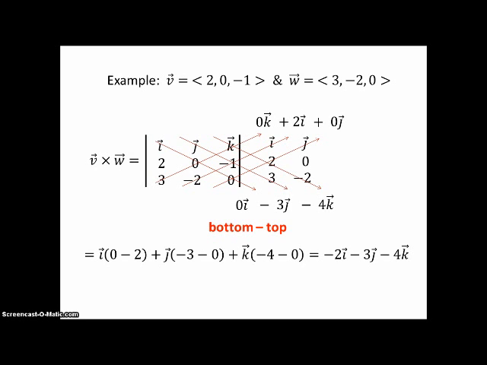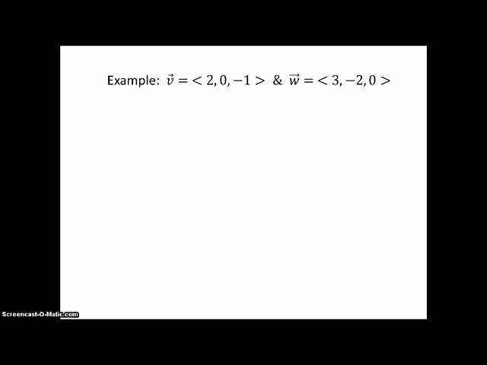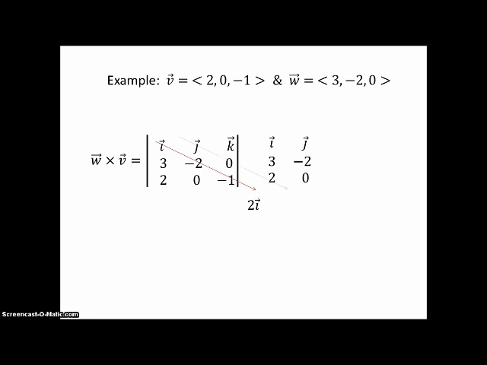Now, there are some interesting things to talk about. Here's the same example, but this time we're going to do w cross v. Before, on the previous slide, we did v cross w. So this time, w takes the middle row and v takes the bottom row. Again, we copy the first two columns. We do our diagonal multiplications.